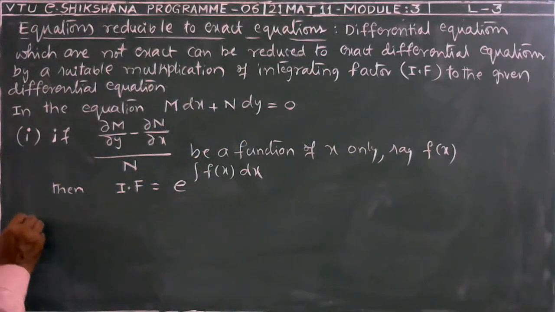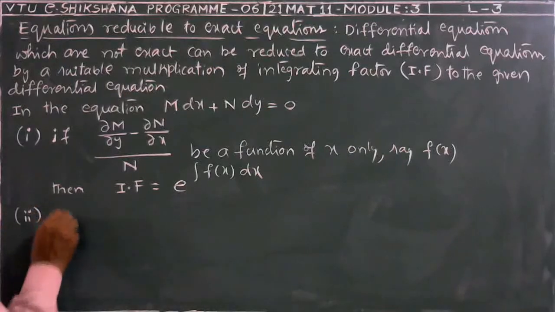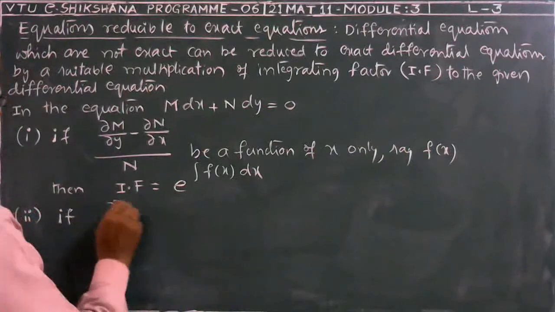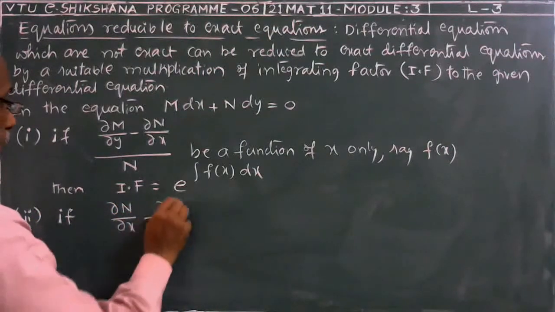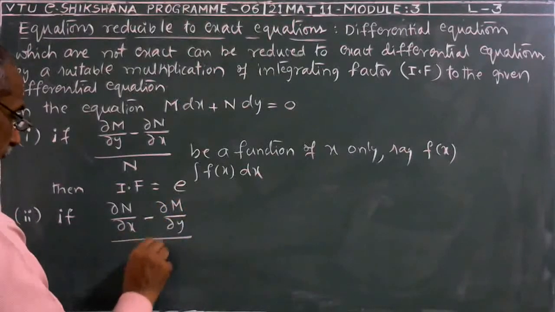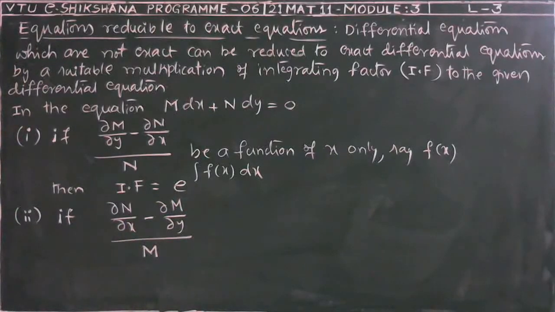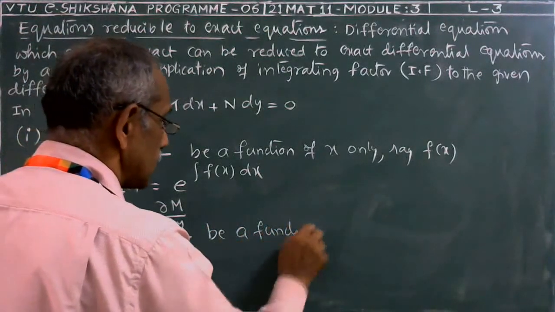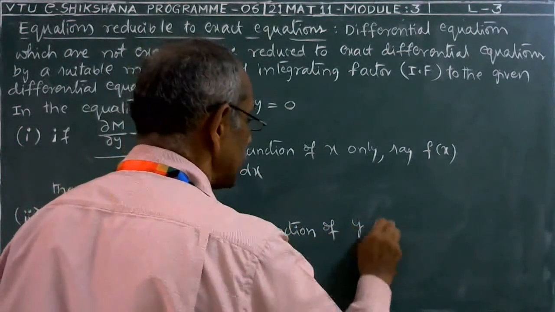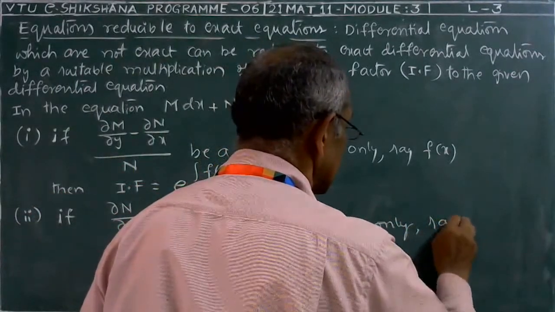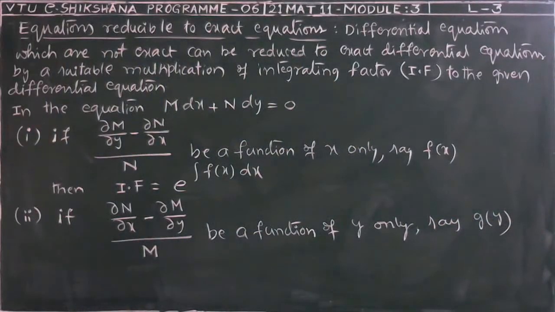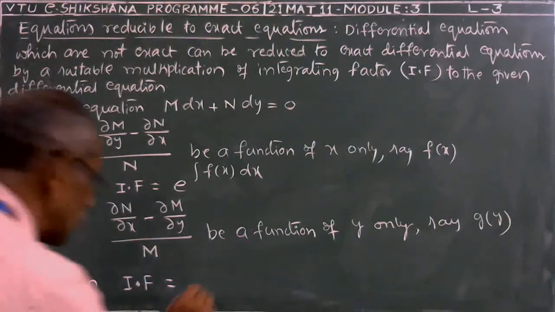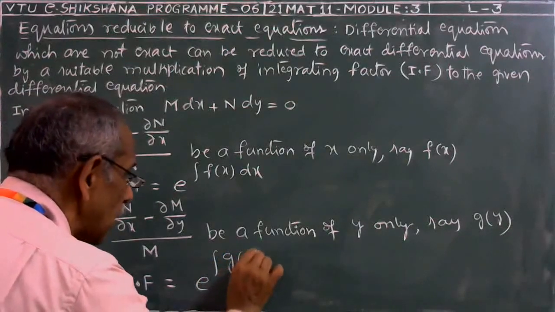The second case is, if dou N by dou x minus dou M by dou y, divided by M, is a function of y only, say g of y, then the integrating factor IF is equal to e power integral g of y dy.